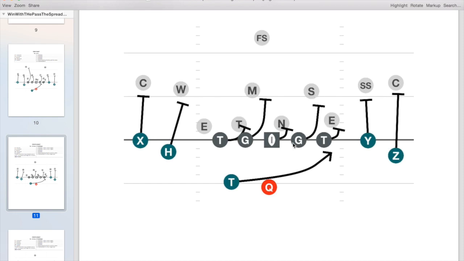Most likely, 90% of the time, this guard is just going to go bam, bam, up to the second level as quick as he can get there. And then obviously he's trying to get his head on the outside of that Sam. I'll talk about that in a second when I talk about technique.